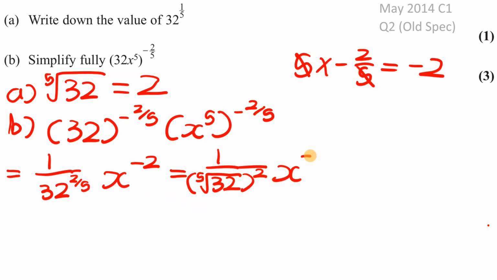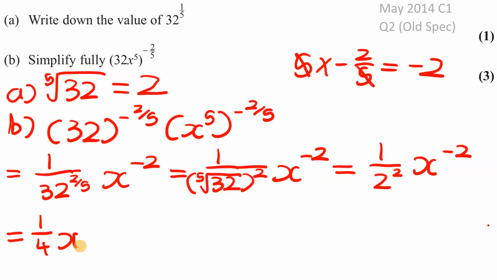We're still going to have this x to the power of minus 2 here, and this is equal to, so we have the 5th root of 32, which as we figured out in part A is equal to 2, so this is going to be 1 over 2, and then we have this power of 2 here, and then x to the power of minus 2. Then 2 squared is 4, so this is going to be 1 over 4 x to the power of minus 2. You can leave the answer like this, they accept this in the mark scheme.